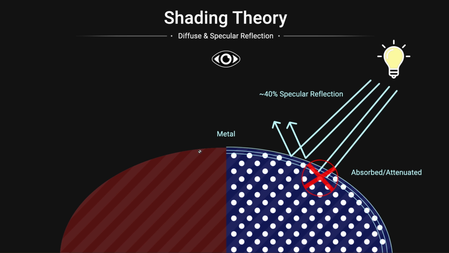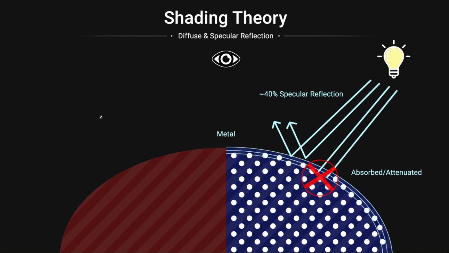For right now, just think about this as we have metals and we have dielectrics, and they're two separate things. Again, dielectrics don't have the shield, and because of that, that's why most of the light is able to go inside the medium, bounce around, and come out in a diffuse manner.